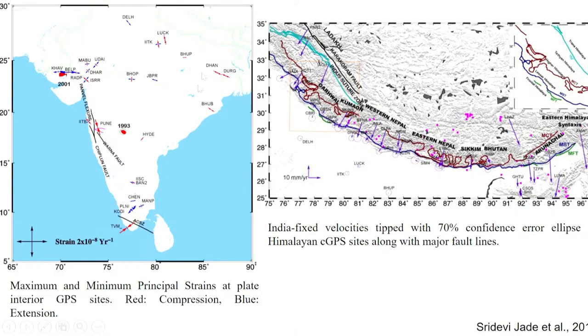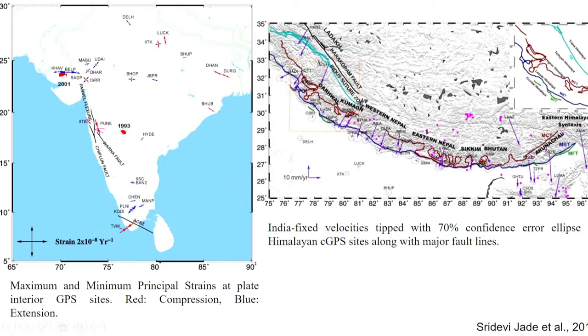And this is the compression and extension. Once you have this precise velocity, you can estimate the compression and extension of this region. So you can see the dynamic nature of the compression and extension, but this is less in this region, and you will get more in the higher Himalaya and part of the lesser Himalaya.